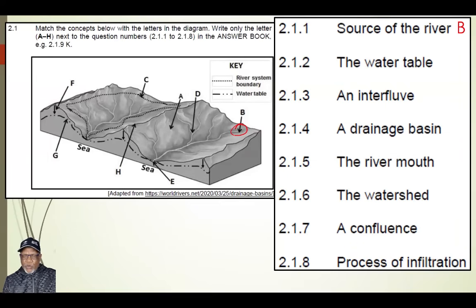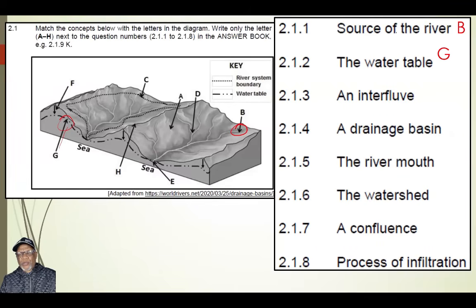And then water table. So this line over here is indicating the top surface of groundwater. So this is what we call water table. And then water table will be indicated by the letter G. This letter G over here is indicating water table. And then interflow.